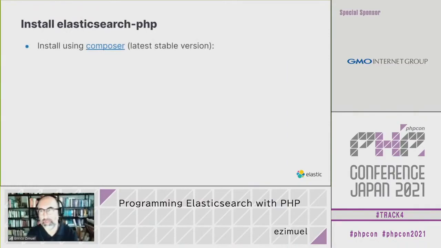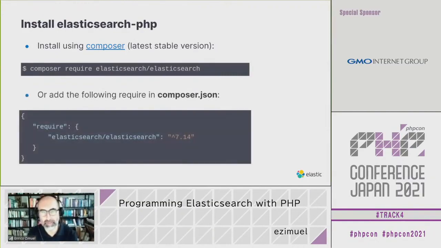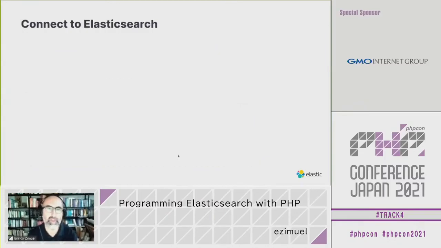How can we install the Elasticsearch-php client? Of course, using Composer. And this is the command. You just have to require the elasticsearch/elasticsearch package. Or you can add it directly in composer.json, and you can specify the version.